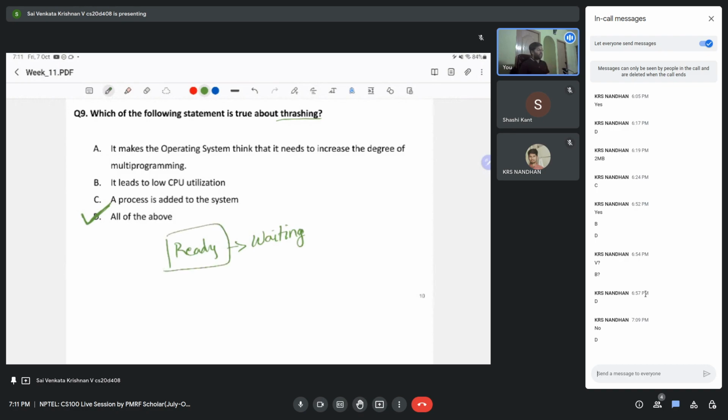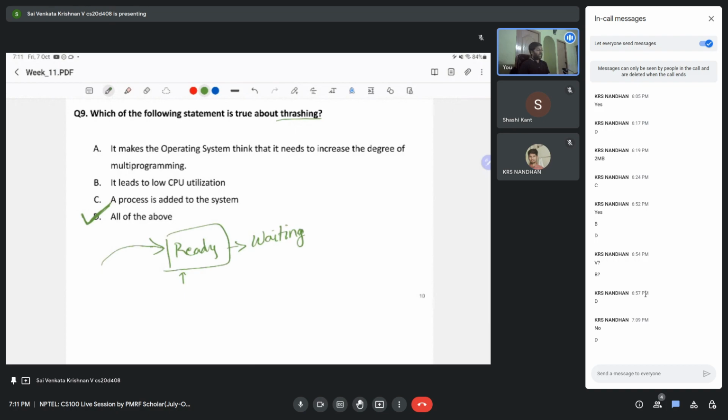So in that case, since the OS scheduler sees that none of the processes are there in the ready queue but still in the waiting state, what the scheduler will think is it needs to bring in more processes to increase the CPU utilization. So what it will do is it will bring in more processes into the ready queue.